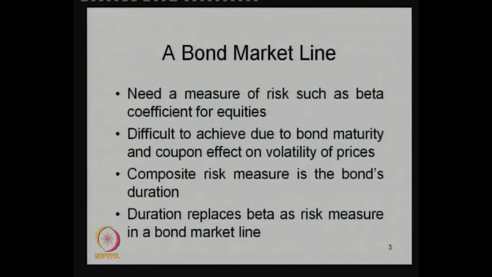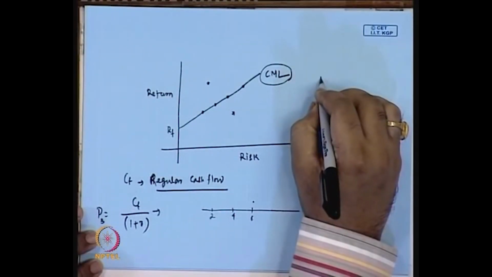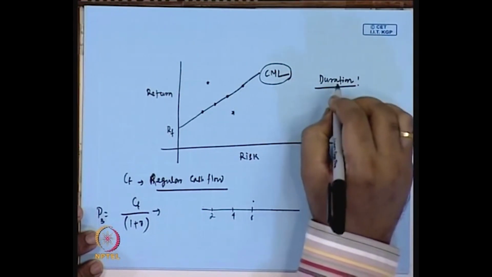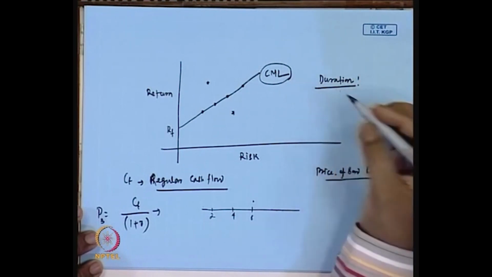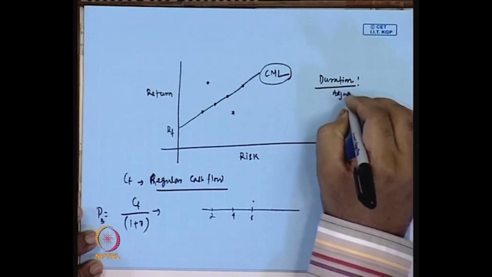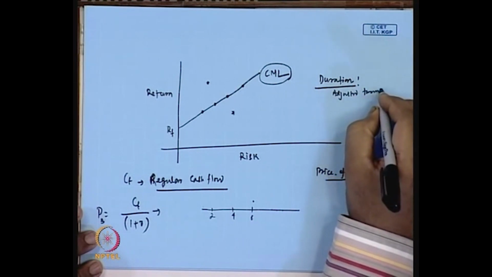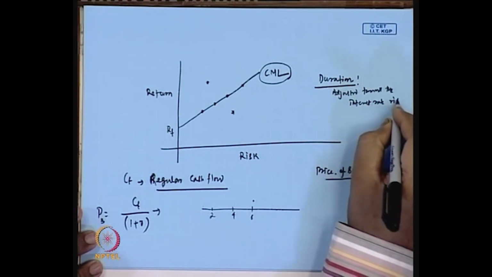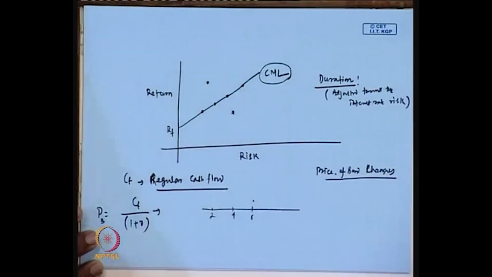Some people say that the composite risk measure is the bond's duration, because duration, as we have seen, is a measure adjusted towards interest rate risk. So if you want to use a bond portfolio, instead of using the maturity, we can deal with the portfolio duration, which can be used as a risk measure for the bond portfolio.